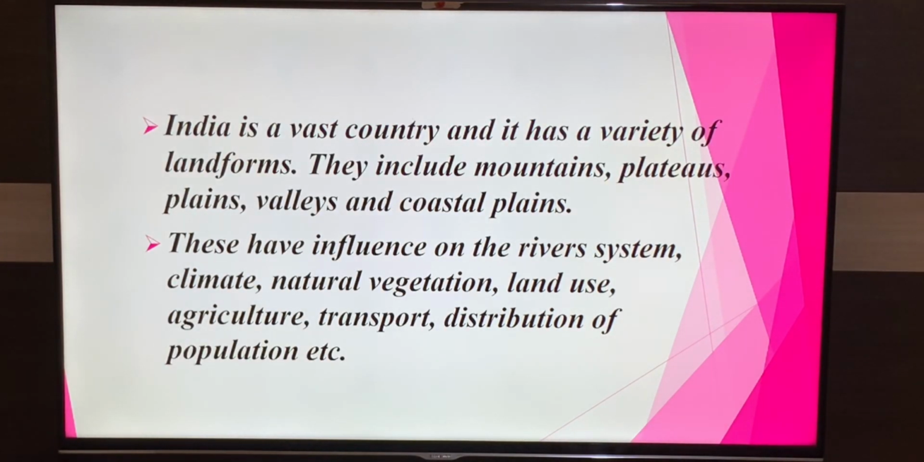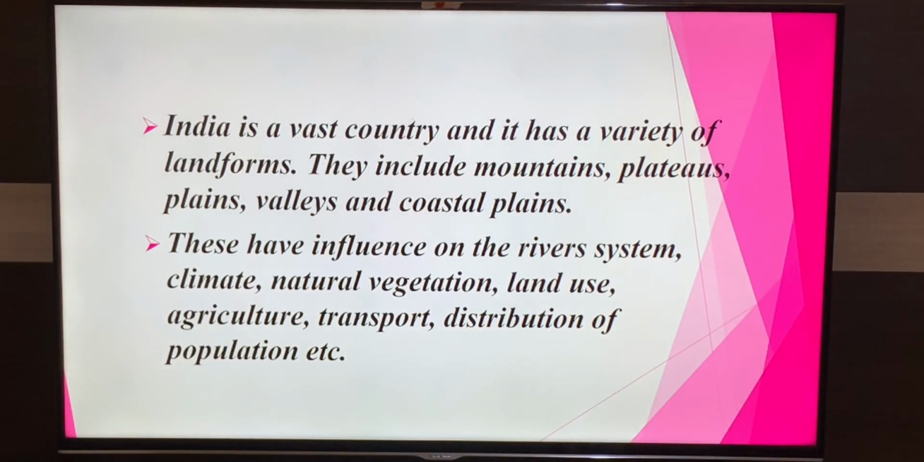India is a vast country. It has a variety of landforms. They include mountains, plateau, plain, valley, coastal plains. So India has different types of landforms. We have a variety of landforms: mountain, hill, plateau, plain, valley, coastal plains. We have different types of landform in India.